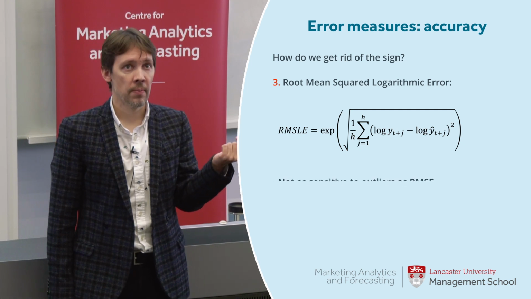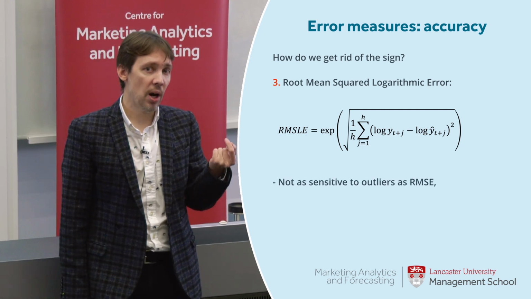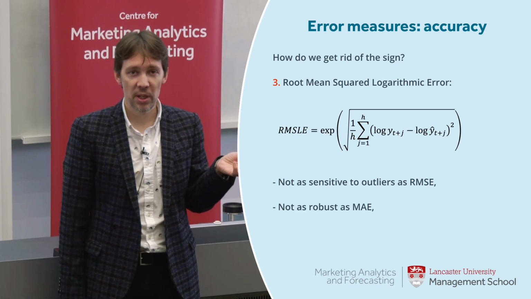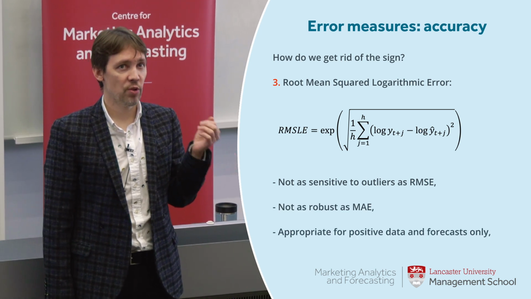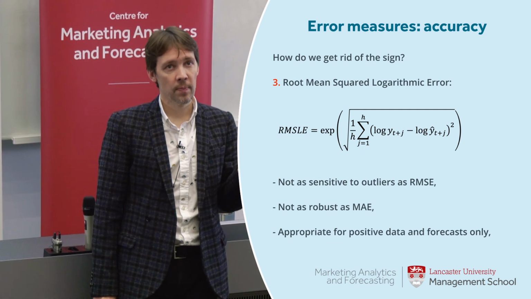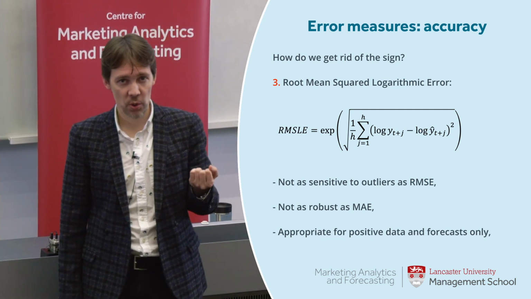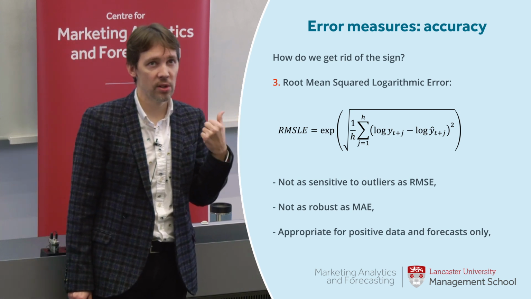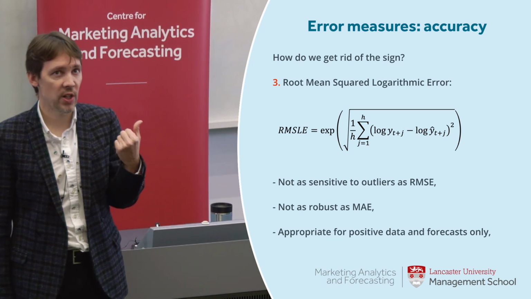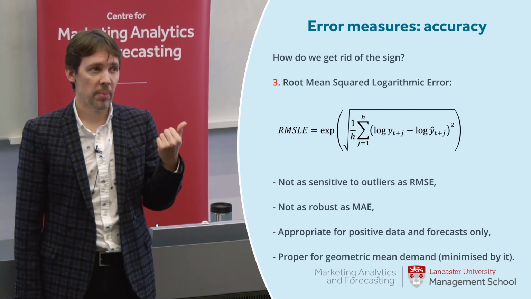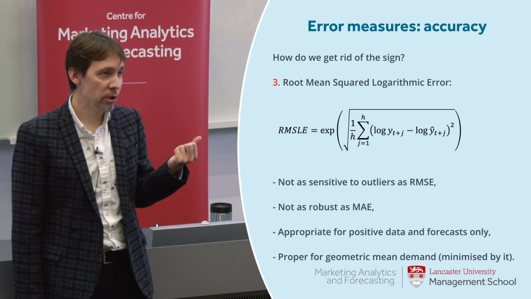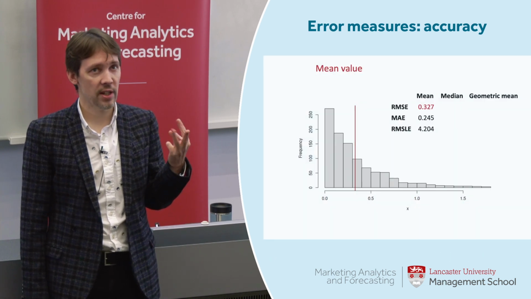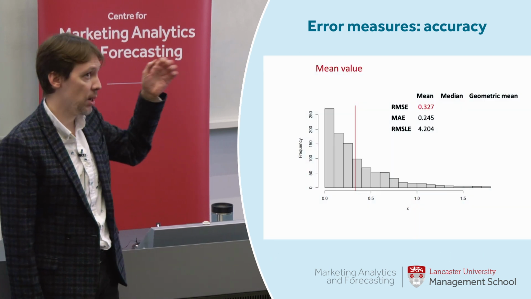So this measure is not as sensitive to outliers as RMSE, but not as robust as mean absolute error. And it is robust for positive data only, and forecasts need to be positive as well. So if you have zeros in the data, don't even think of using this one, because the logarithm of 0 is minus infinity. But it is minimized by something called the geometric mean. So we have these three things, and I decided to show you a graphical example.